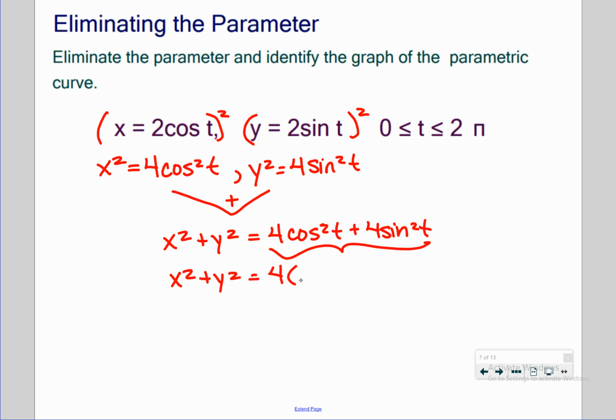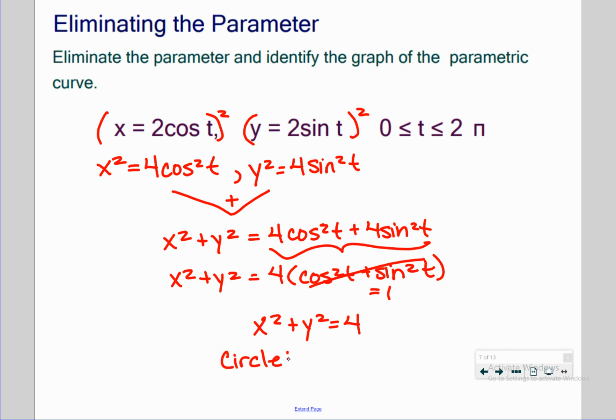If I factor that 4 out, I'm left with cosine squared plus sine squared. What is cosine squared plus sine squared? It's 1. So essentially it's going to go away. So I am left with the equation x squared plus y squared equals 4. You should be able to tell me what that is. It's a circle. And to describe the circle, you should be able to tell me its center and its radius. Center is 0, 0. Radius is 2. Okay? Any questions?